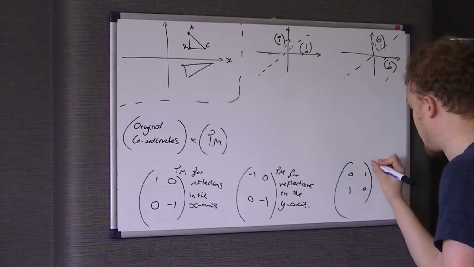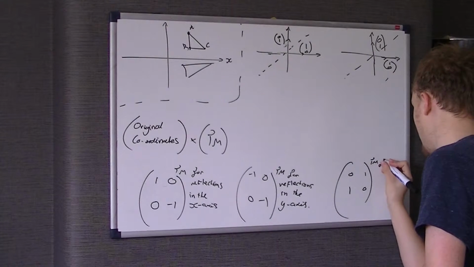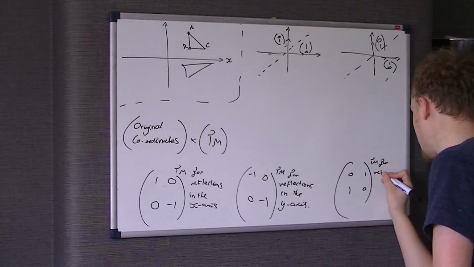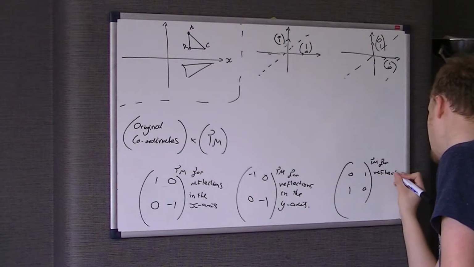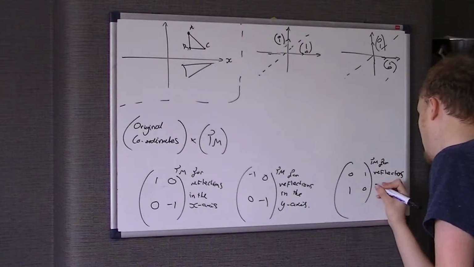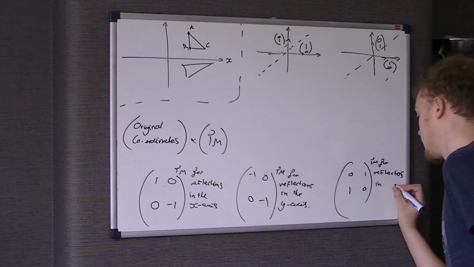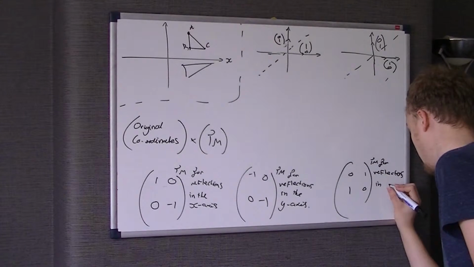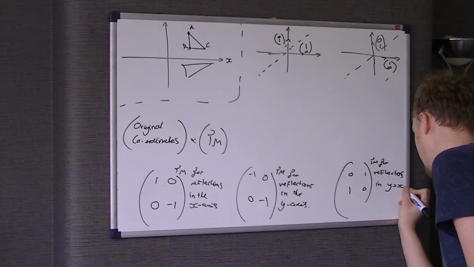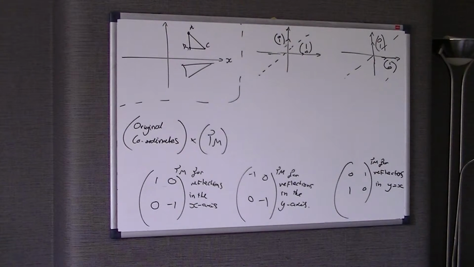Okay, so your transformation matrix for reflections in y equals x is 0, 1, 1, 0. Right, so what we're going to look at now is y equals negative x.